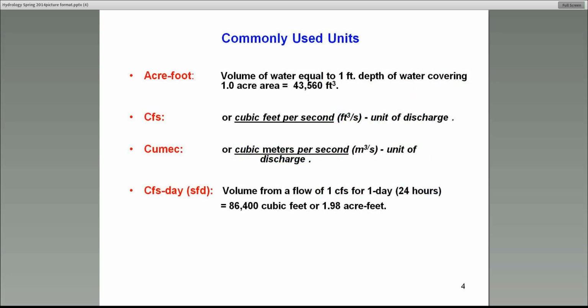Some commonly used units. These units might confuse you a little bit, so I thought I'd clarify this right away. By the way, I've got the chat box open, so if you have any questions along the way, please feel free to send me one, and I'll try to answer as many as I can. The acre foot is a very unique volume in hydrology. It's 1 foot of water spread over 1 acre of the surface, which is a volumetric unit, and it's equivalent to 43,560 cubic feet.